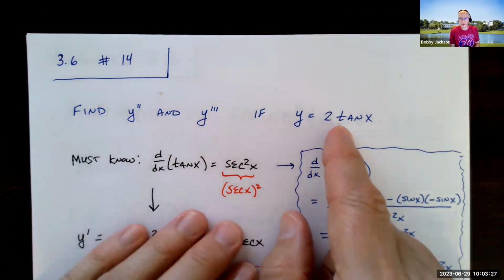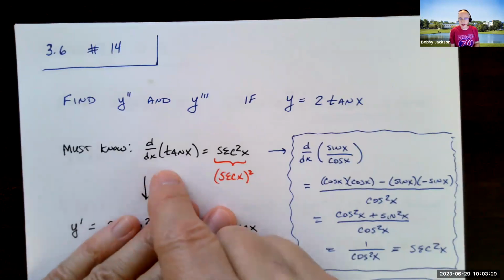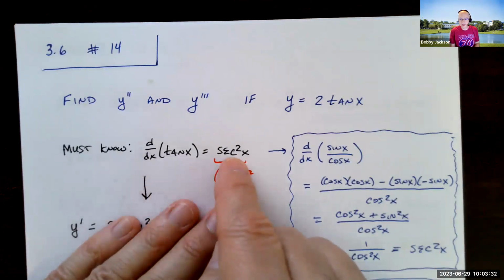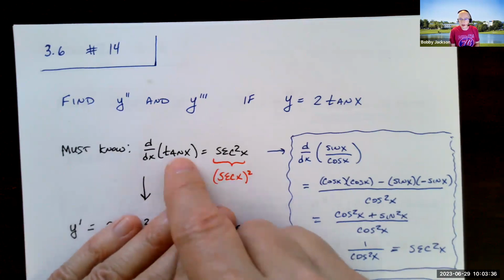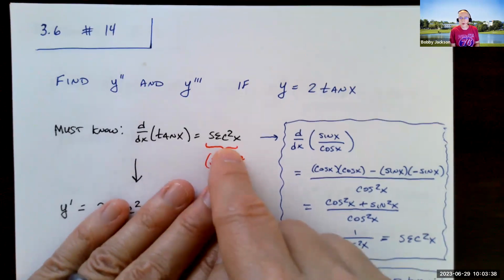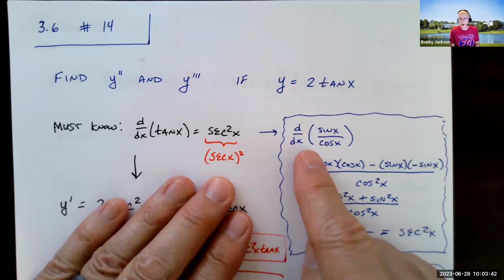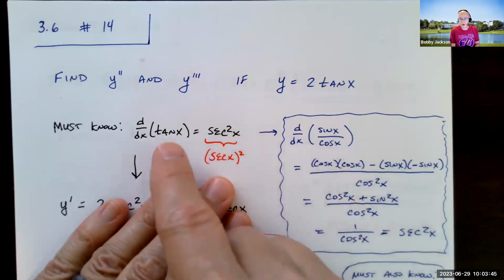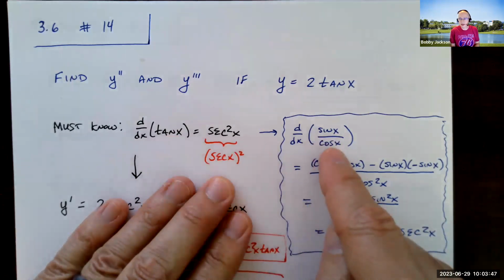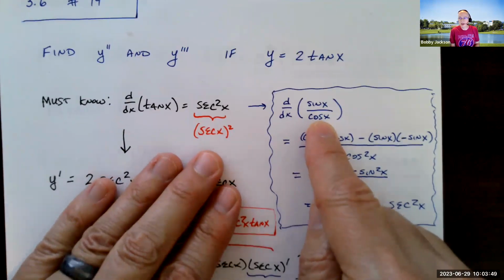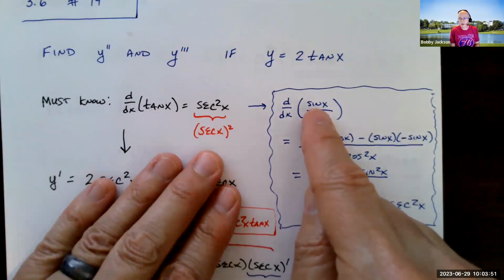Now, in order to do this problem, you must know that the derivative of tangent x is secant squared x, which means, of course, secant of x quantity squared, right? So you need to know that. Either you know it or, as I derived it for you in the lecture, by the quotient rule. In other words, tangent x is sine x divided by cosine of x, and then I can use the quotient rule. Remember, the quotient rule says derivative of the top.